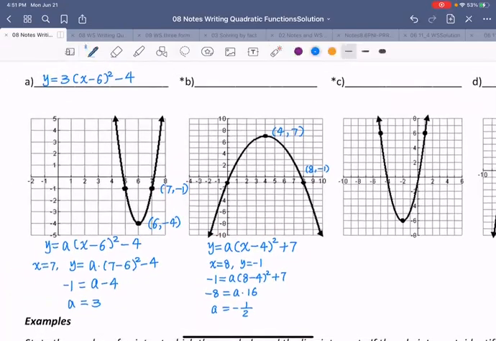y equals -1/2 (x minus 4) squared minus 7 plus 7. Perfect. Perfect. Good job. I like it. Thank you, Kyle. Very good. Thank you.